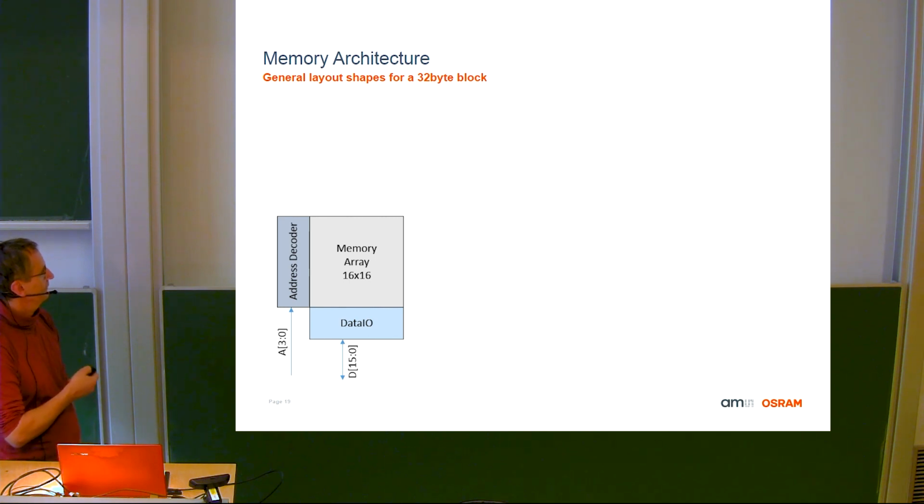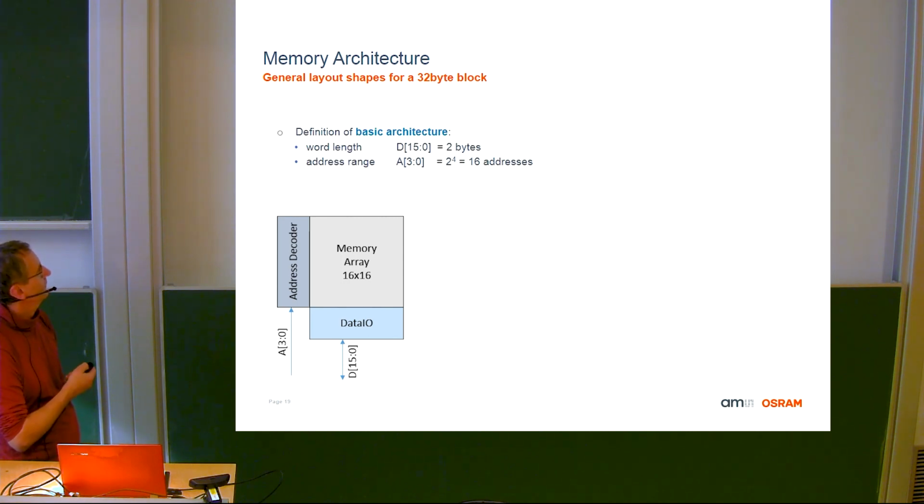So here would be a 16 by 16 memory array. So you have a data I/O where you can define with 16 bits, and then you need 4 address bits for that. You can also build the same. So the word length here would be 2 bytes, 8 plus 8 is 16, and the address range would be 16 optional addresses with 4 bits.